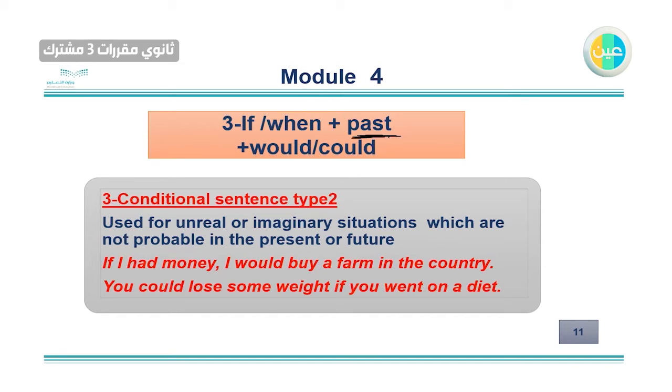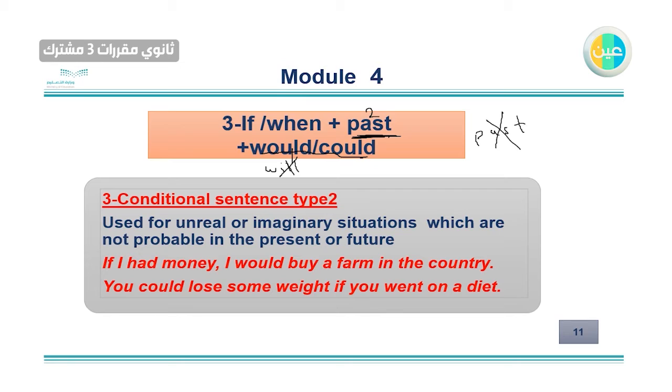So what do you think here you have? Will or would? Of course, no. The past from will, would. The past from can, could. So if or when plus past plus would or could. Okay, so past. Do you think that means that this thing happened and finished in the past? Of course, no. It happens in a present or a future.